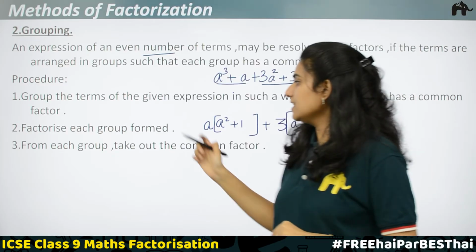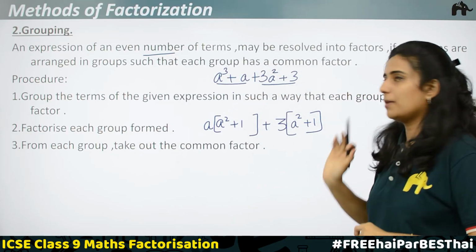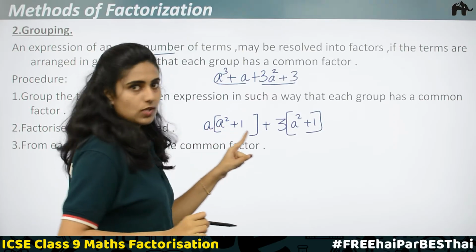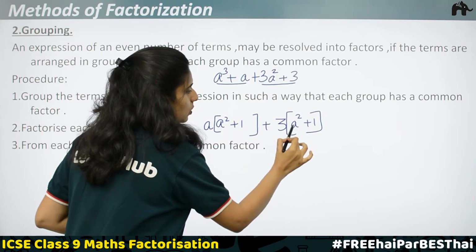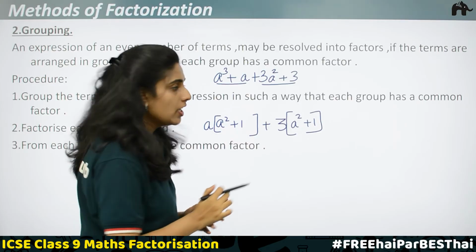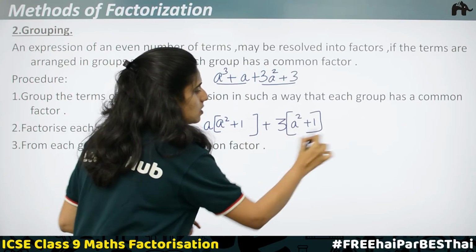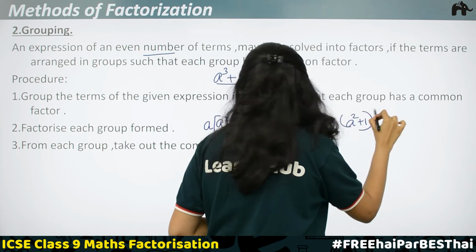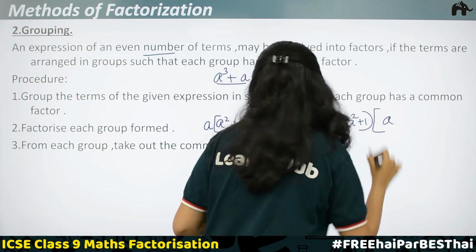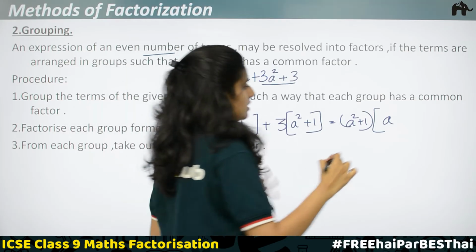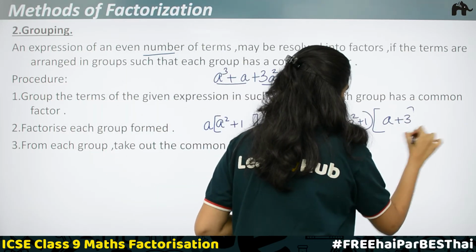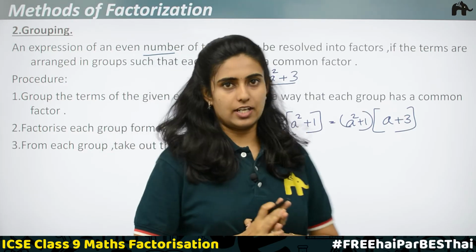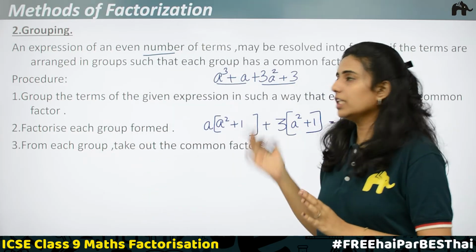Okay, and the final step, from each group take out the common factor. So here we have 2 groups. First group a into a square plus 1 and the second group 3 into a square plus 1. So what is common in both? You can see this a square plus 1 is common. Taking out the common, a square plus 1 into a is remaining here and here 3 is remaining. So a square plus 1 into a plus 3 is the answer that you will get after factorization using the grouping method.